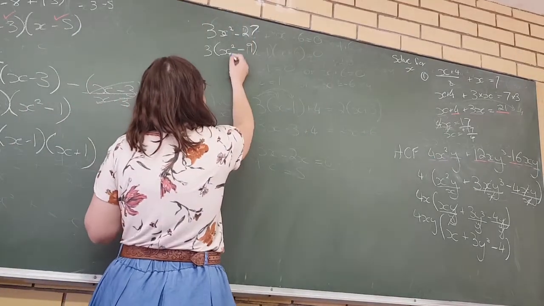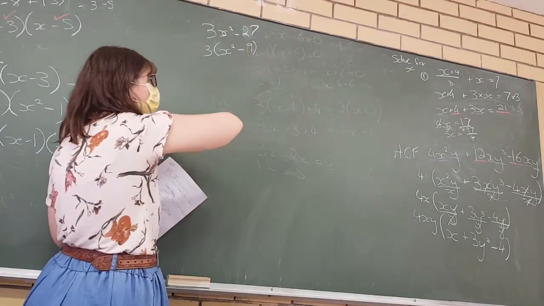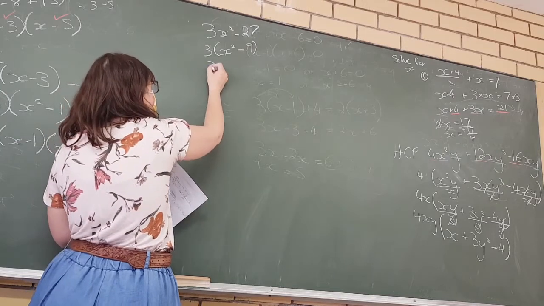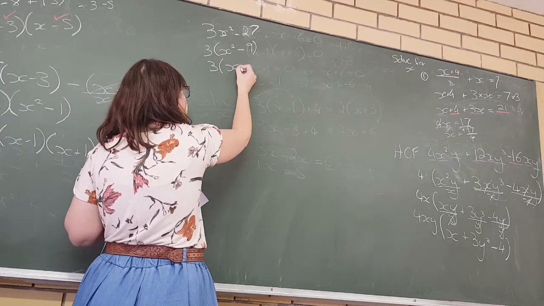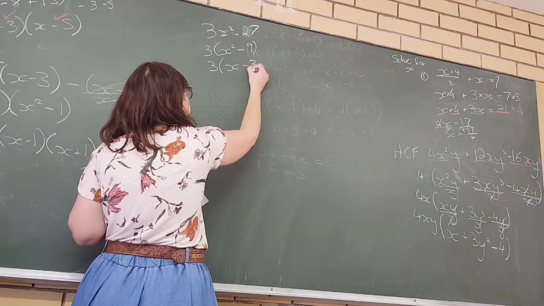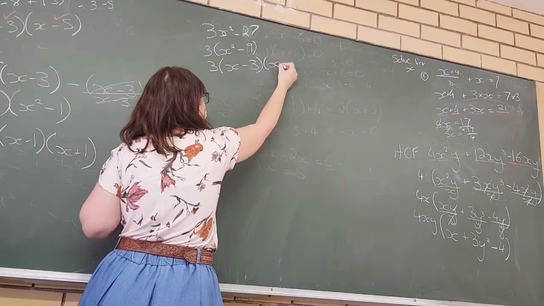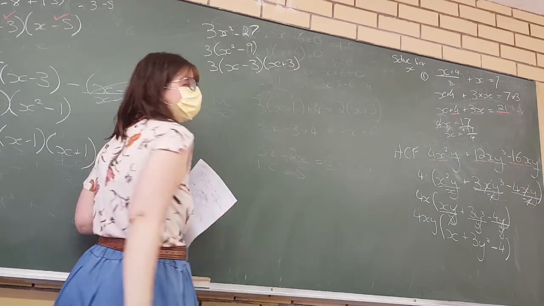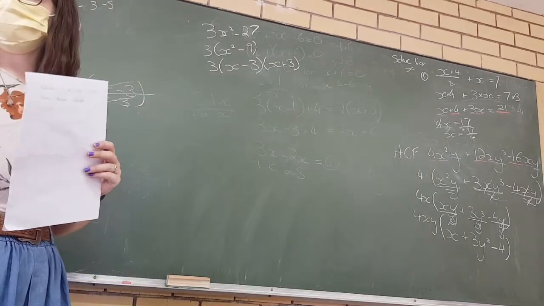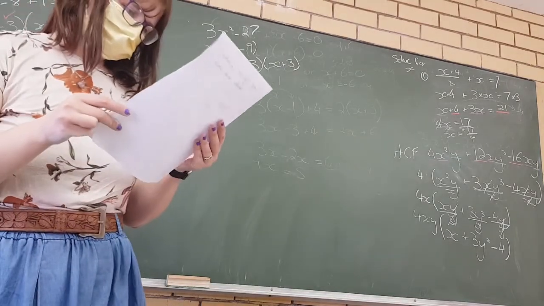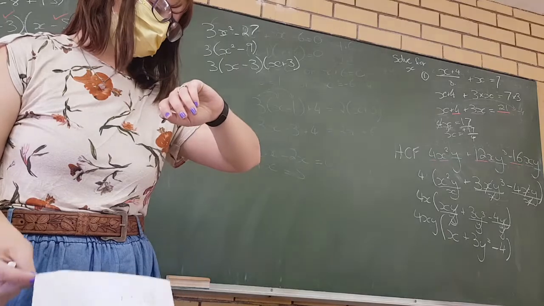So now that I've got 3 times x squared minus 9, what do I do next? I've got difference of two squares. (x minus 3)(x plus 3). Okay. Alright, so that is our factorization done.